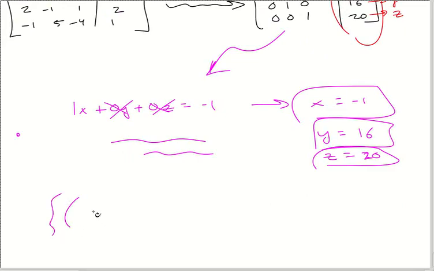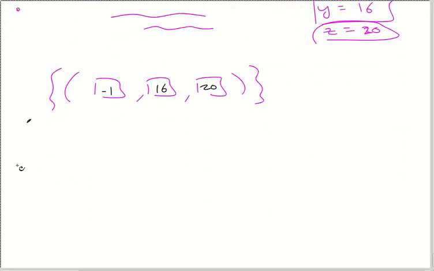And so curlies, 3 boxes. We're going to fill them in. I've got negative 1, 16, and 20. That's it. Very simple. Next question, 9-1-31.